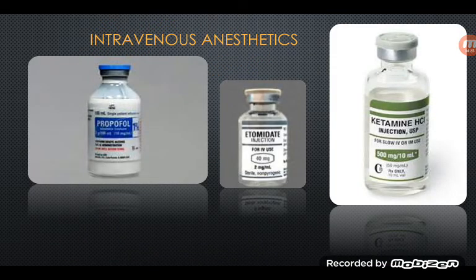Intravenous anesthetics include propofol, etomidate, and ketamine. You've probably heard of these if you work in an ER. So also droperidol. Droperidol, etomidate, and ketamine have rapid onsets and short durations of action. So they are really great for sedation procedures that might be done in the ER.